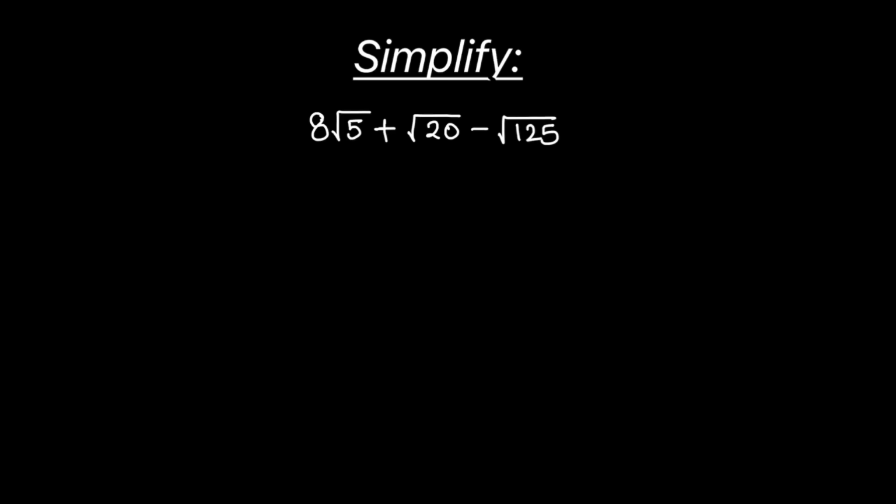Hello students, in this video we are going to learn how to simplify this expression, which is 8 square root of 5 plus square root of 20 minus square root of 125. This is an expression which has a radical sign. This sign is called the radical sign or the square root sign. First of all, we'll start and rewrite this expression. So that's 8 square root of 5 plus square root of 20 minus square root of 125.